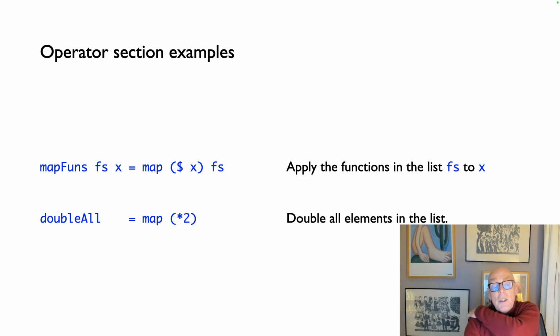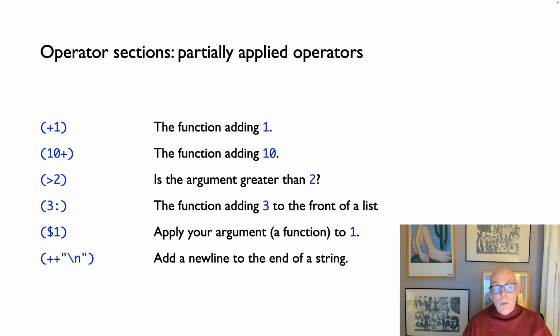And if we have a list of functions that we want to apply in turn to a single value x, then we can map the function apply me to x along the list of functions. So we map the partially applied application operator, dollar applied to x, along the list of functions. And that means each function in the list gets applied to x. Now with operator sections, you can see that what we've done here is we can sometimes put the argument on the left, sometimes on the right.